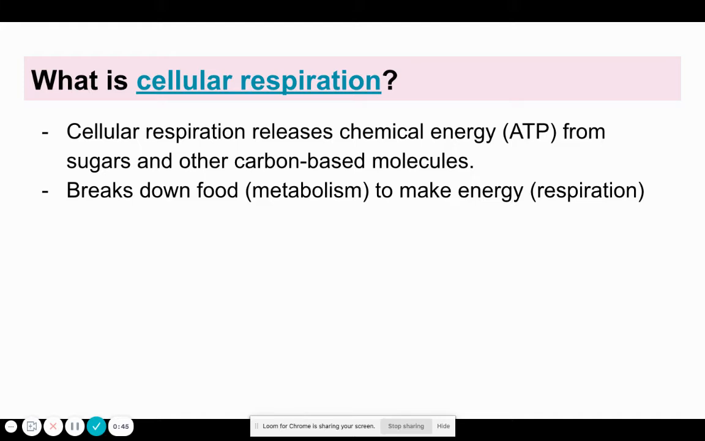When you eat the food, when the body digests it, these carbon-based molecules, specifically or mainly sugars, are going to be broken down and they're going to be used to create another form of energy or a different energy molecule, which is the ATP molecule. So essentially, we are breaking down food, which is known as metabolism, in order to make energy, which is known as respiration.